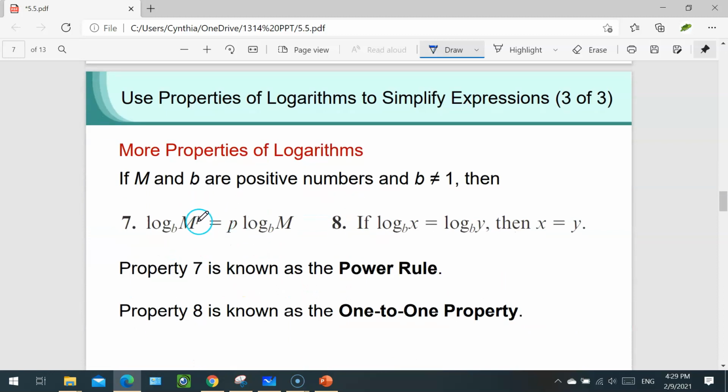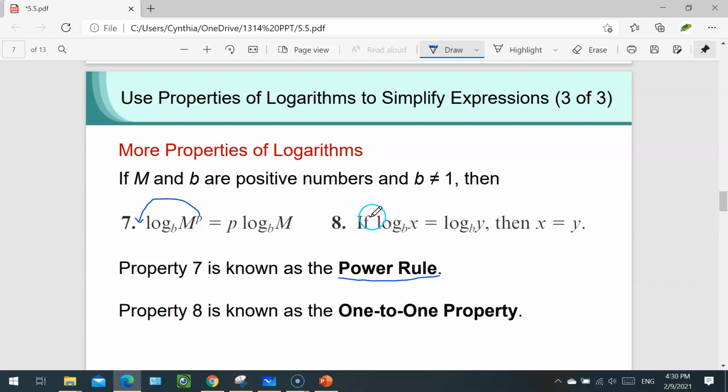There's one more rule, log base b of m to the power p. We can move this p to the front of the logarithm term. So it turns to p multiplied by log base b of m. We call this the power rule.